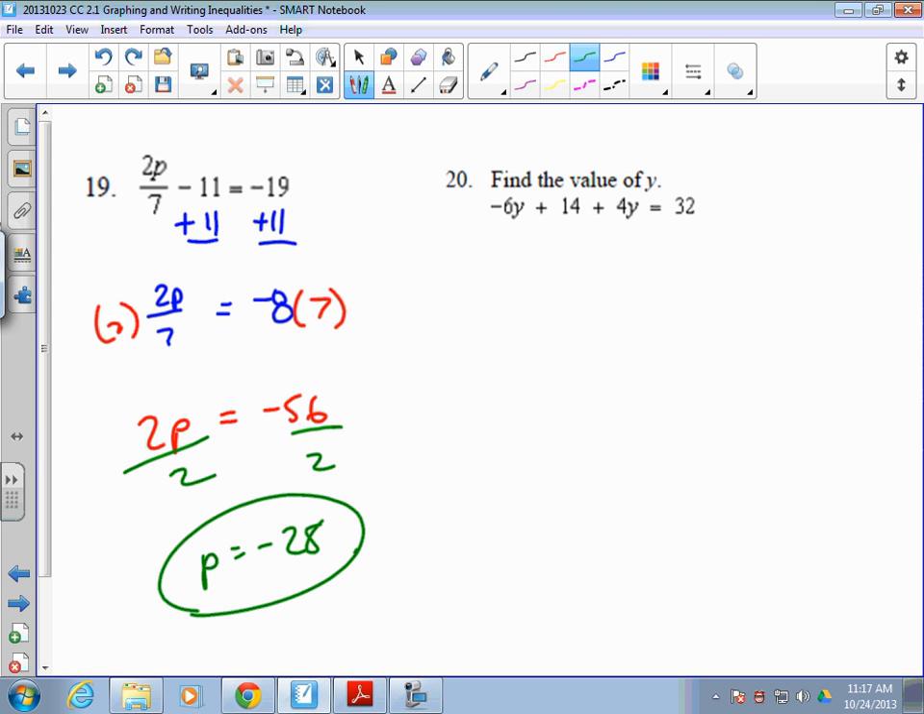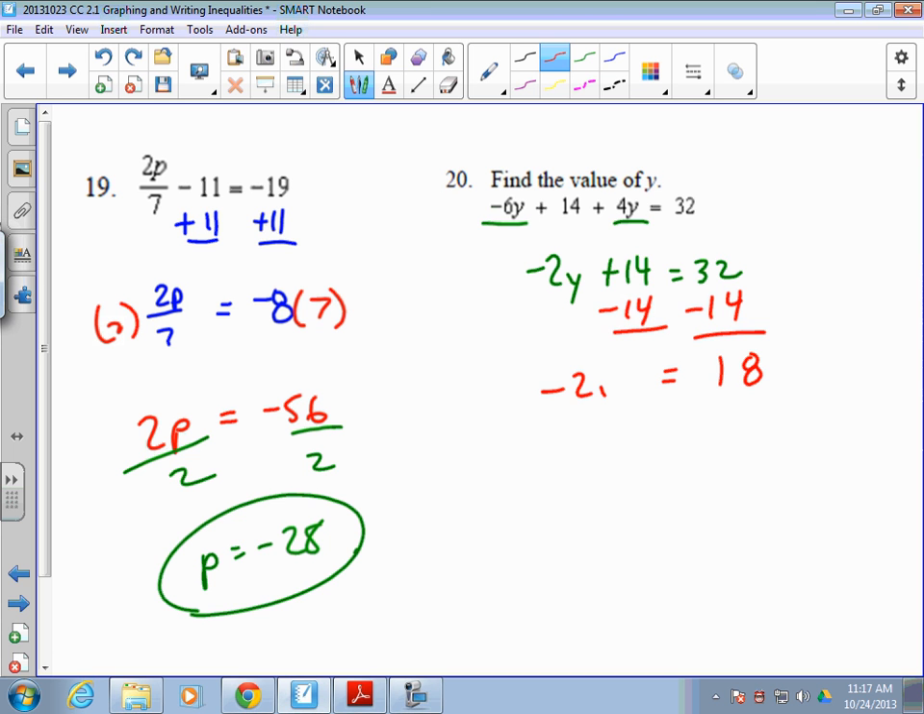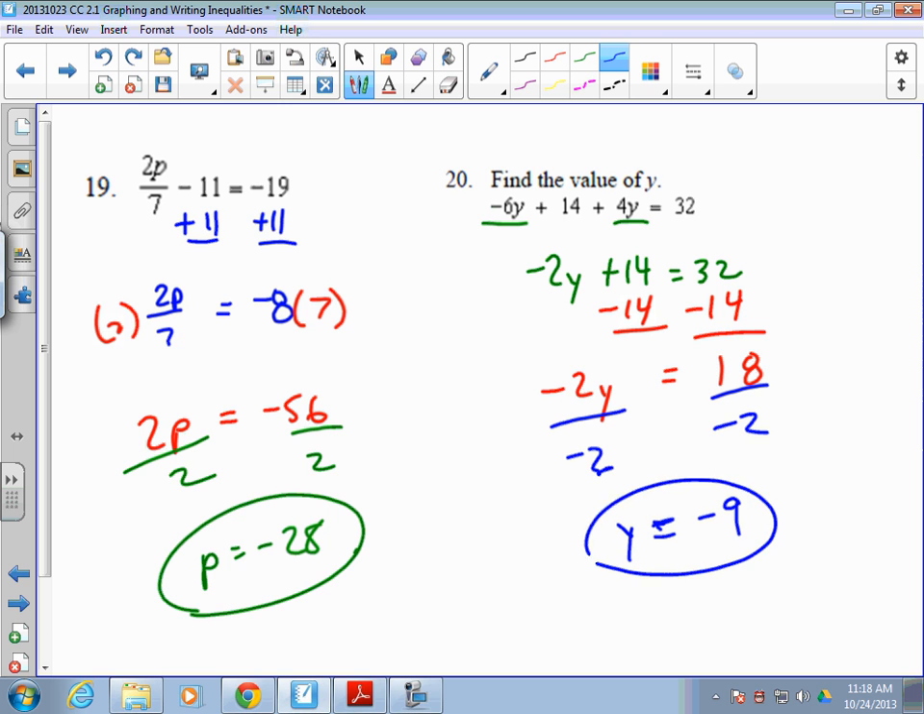Says find the value of y, still just solving for y. Combine your like terms. Negative 6y and positive 4y leaves you with negative 2y plus 14 equals 32. Get rid of plus 14 by subtracting it. Do likewise to the right side. Negative 2y equals 18. Undo negative 2 times something by dividing by negative 2. Do the same to the other side. Y equals 18 divided by negative 2. Positive divided by negative is going to be a negative 9.